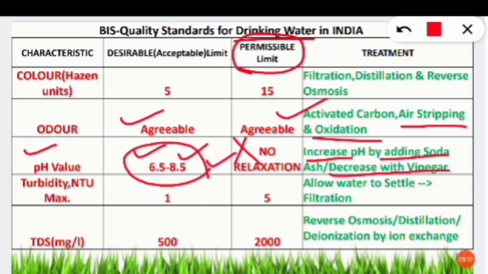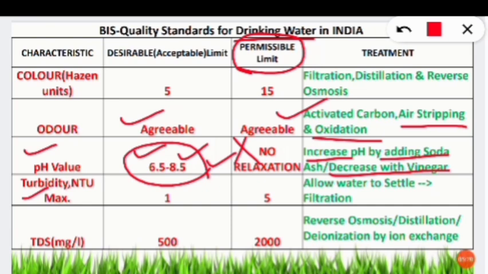So these are the treatment techniques if we do not have the correct pH value of the drinking water. Next, coming to turbidity. Turbidity is analyzed using the NTU unit. So what is this NTU unit? You would have heard it several times, and NTU means nephelometric turbidity units.